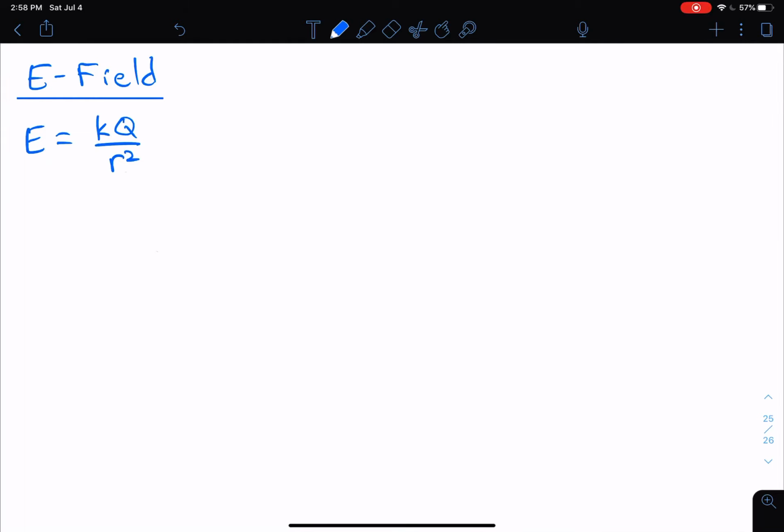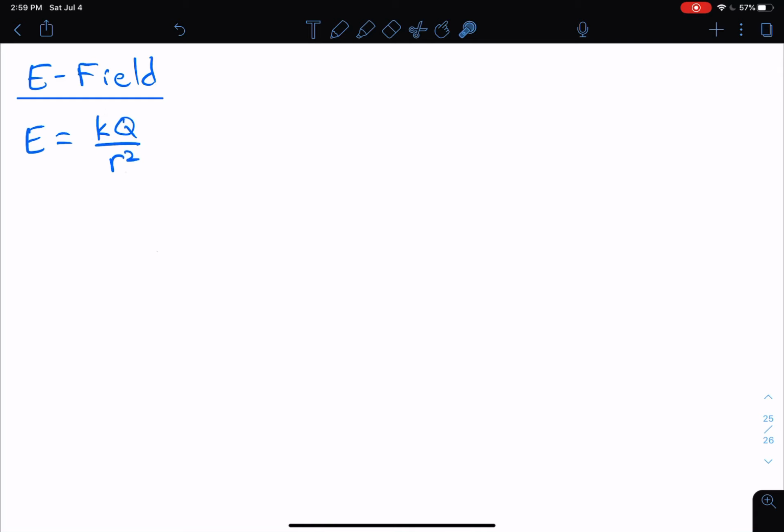Let's talk about the electric field due to a point charge. So this is the formula for the electric field. And you can see here we've got the E, capital E for the electric field. And this is the magnitude of the electric field.